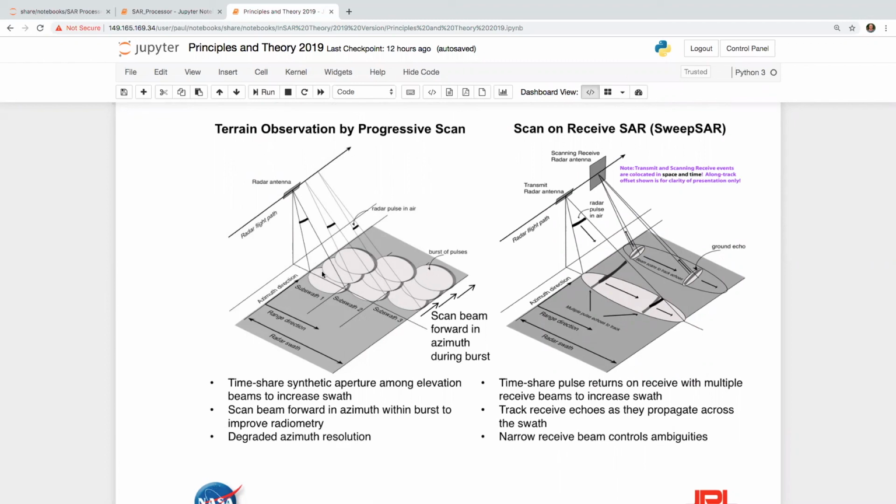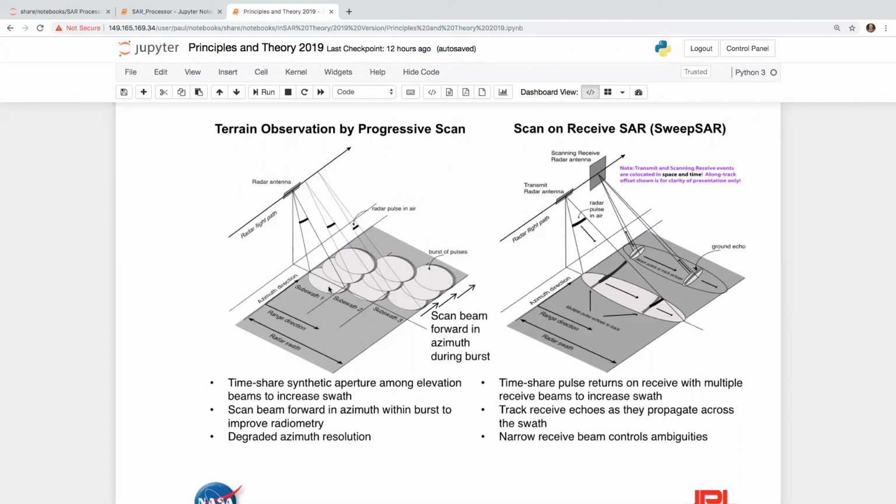In this case, it's a little bit like ScanSAR, in that you time share the synthetic aperture between various swaths. But instead of just continuously looking off to the side, you're actually sweeping the beam within that burst. Within that set of bursts, you're sweeping the beam across in azimuth, so that you're sweeping more of the history. So you get more of the antenna shape of any given target. So you get a better radiometric performance.